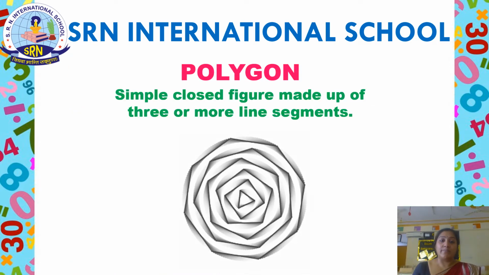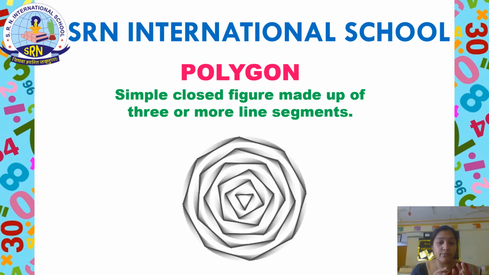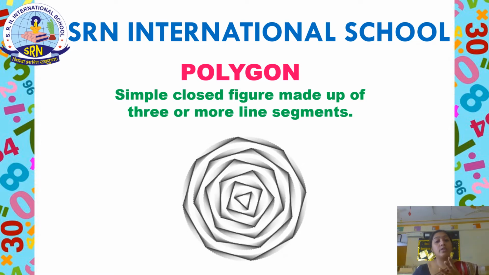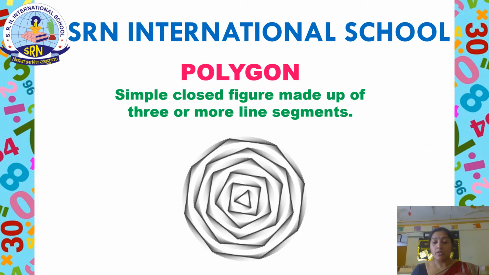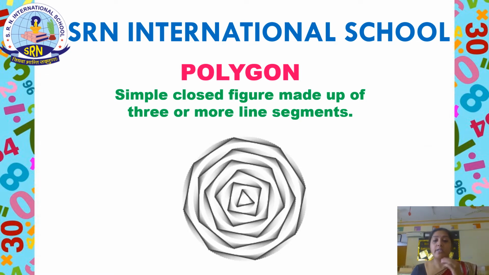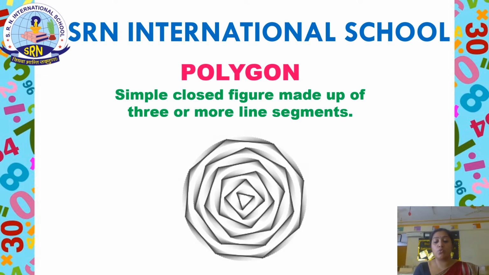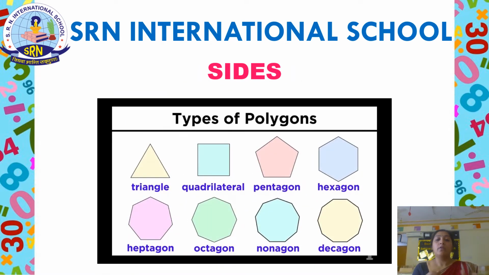Next, polygon. What is a polygon? It is simply a closed figure that is made up of three or more line segments. The smallest polygon that we take is the triangle of three sides. Next, we come on to quadrilateral, pentagon, and so on. For example, these are the types of polygons.